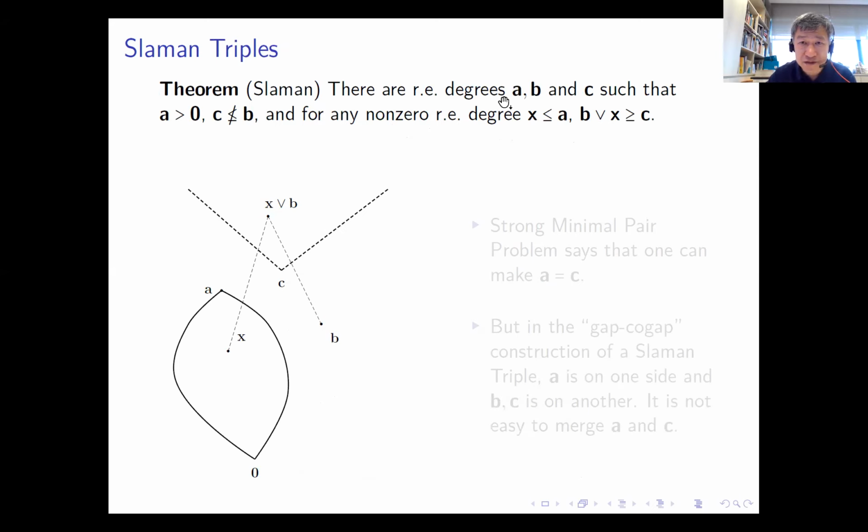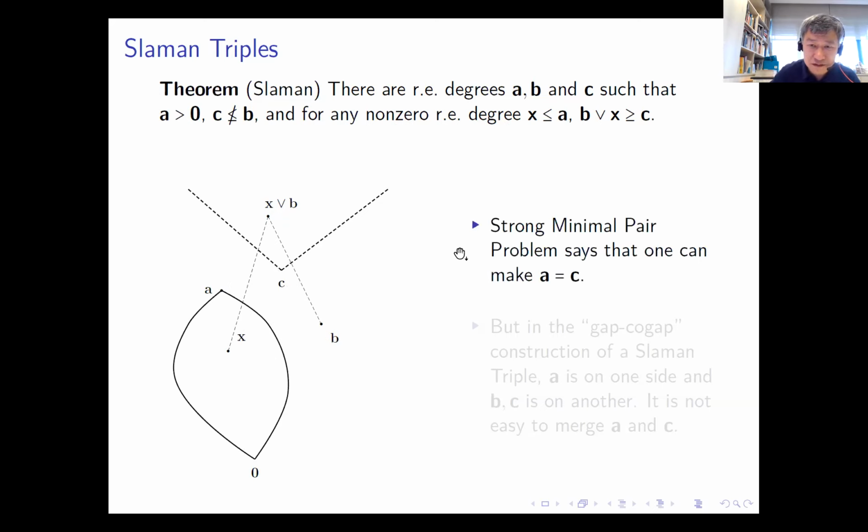Here's the definition of Slaman triple. There are RE degrees A, B, and C such that A is non-recursive, A is bigger than 0, and B cannot compute C, so C is not below B. But for any non-zero RE degree x below A, with a little bit of non-trivial help from the A side, B join x can compute C. So B itself cannot compute C, but B join anything below A, as long as it's not 0, will compute C. That's the Slaman triple.